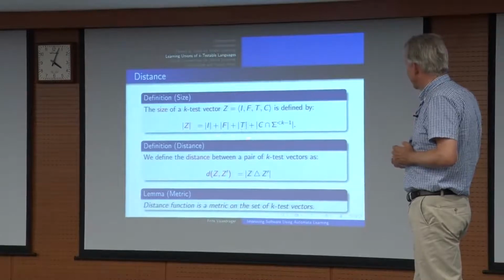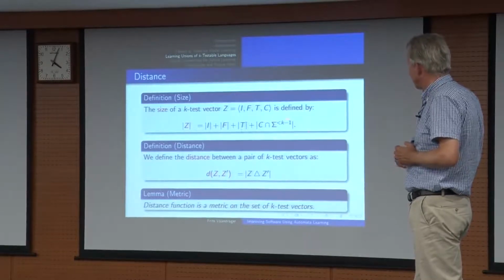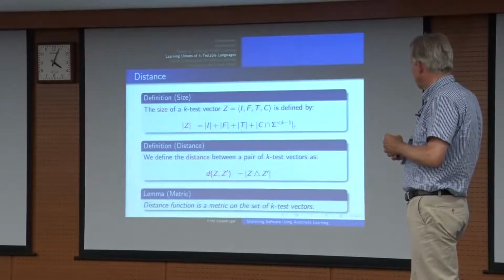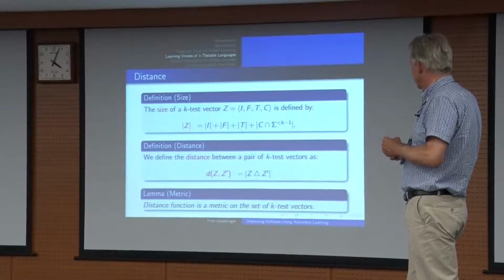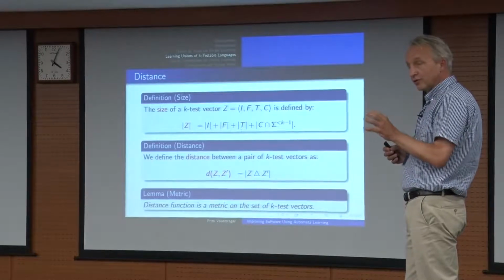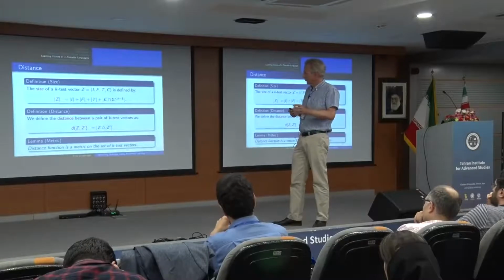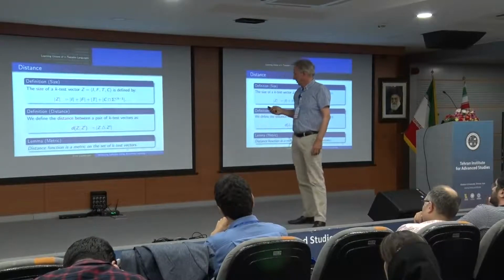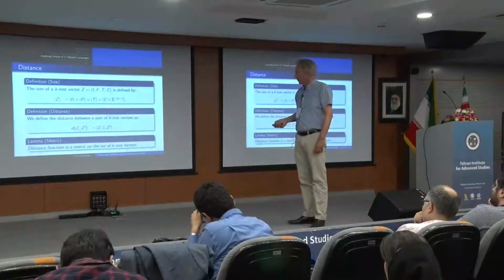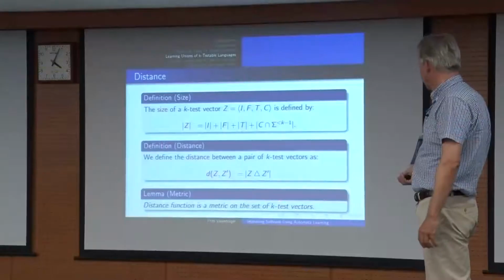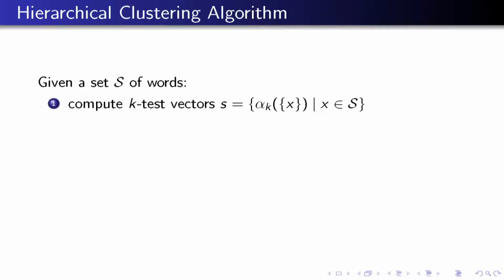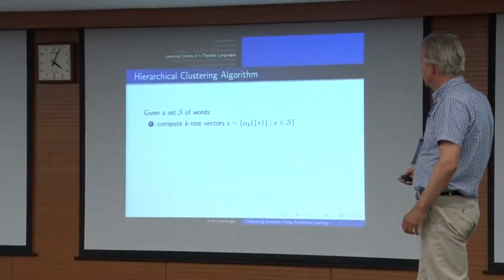So we define a clustering approach as follows. The size of a test vector is the number of segments that occur in it. And then the distance between two test vectors is just the size of the symmetric difference. How much does it take you to go from one test vector to the other? And we can prove that this is a metric on a set of k test vectors, and that allows us to use clustering.